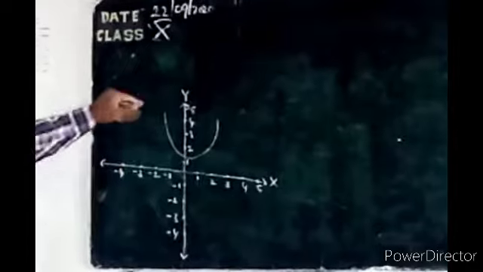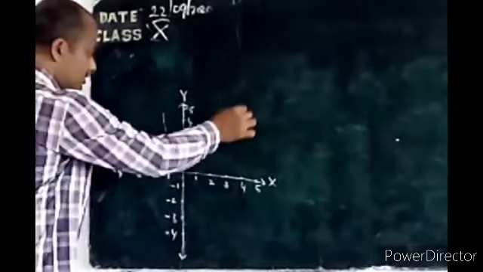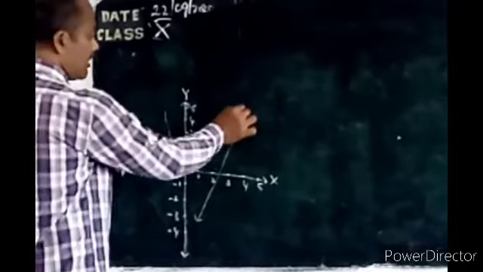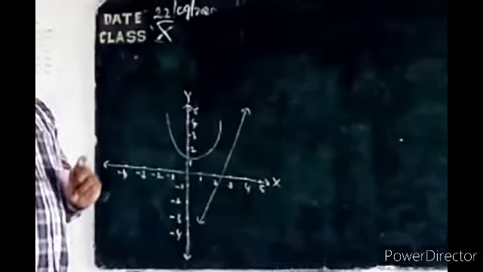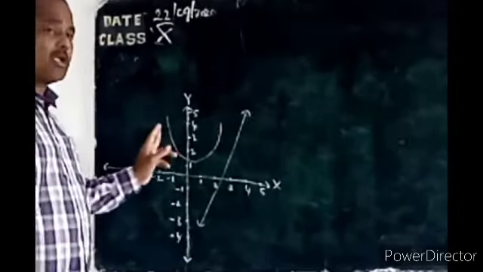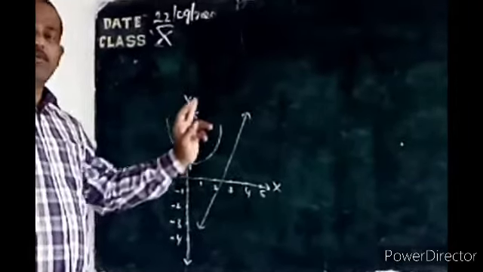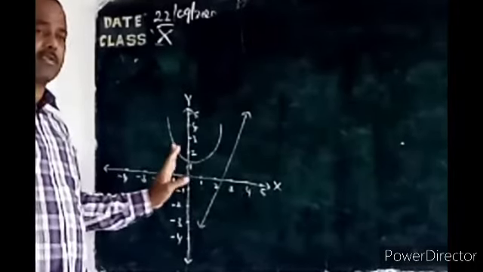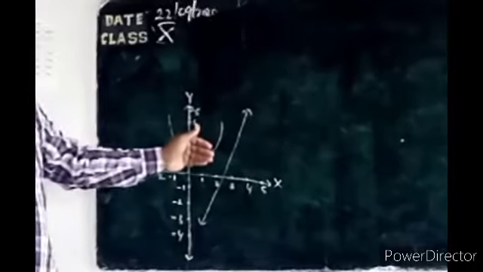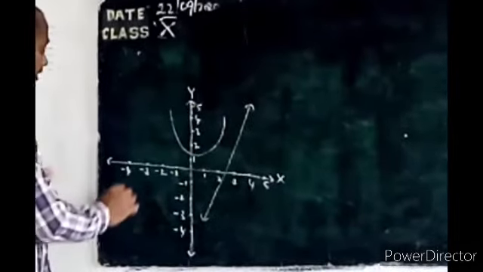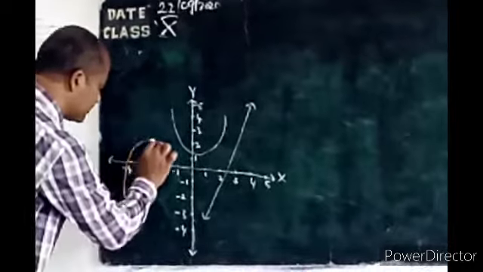Now if it touches the x-axis, suppose a linear polynomial, we only get a straight line. But for a quadratic polynomial, we get a curve like this. If it touches the x-axis, it has zeros. If it does not touch the x-axis, it has no zeros. Suppose another graph is like this, a quadratic expression only.